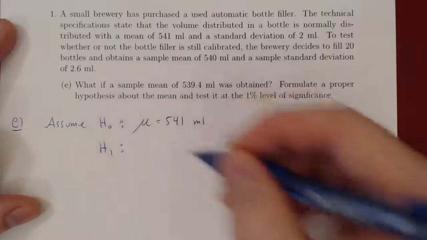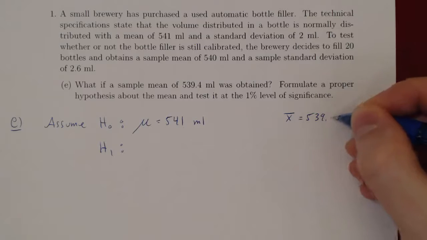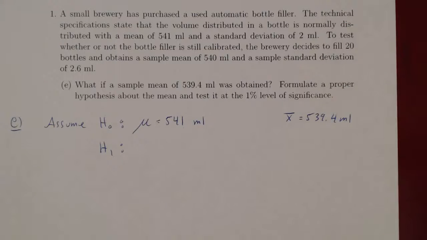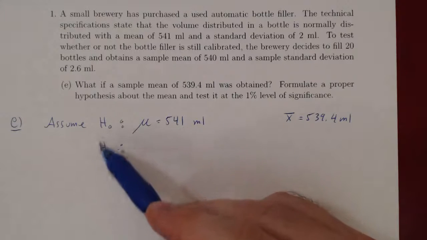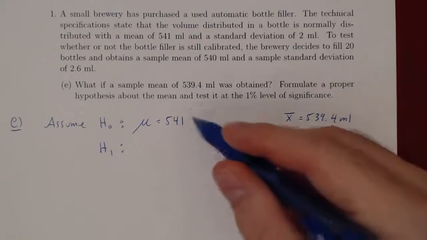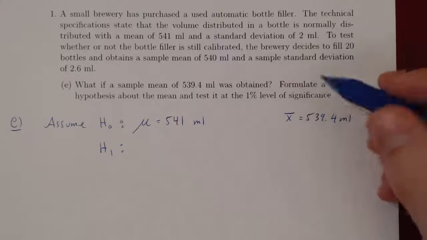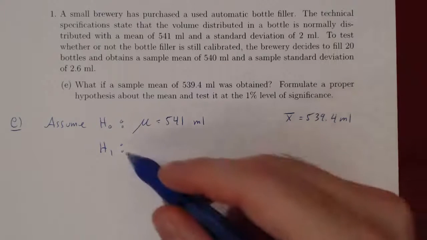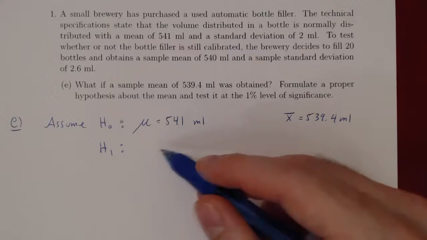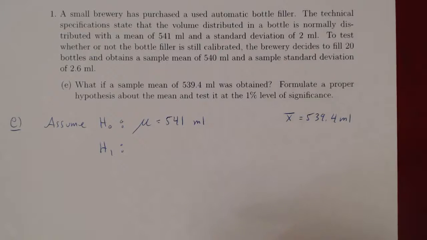And H1, well, let's see. Now we are assuming here that we have obtained a sample mean of 539.4 milliliters. And so what do we believe is true about the mean? Well, here we would have two valid claims for H1. You can either go with, I believe that the mean, since we have obtained 539.4, is less than 541, or you could also be more conservative and say that the mean you believe is different than 541. With a sample mean of 539.4, it would be kind of hard to justify in H1 claiming that the mean is bigger than 541 when we have obtained an even smaller value. So here a left tail would be justified, and also a two-tailed test.